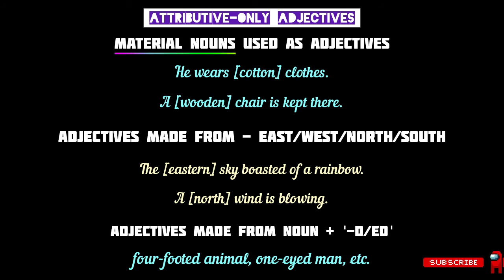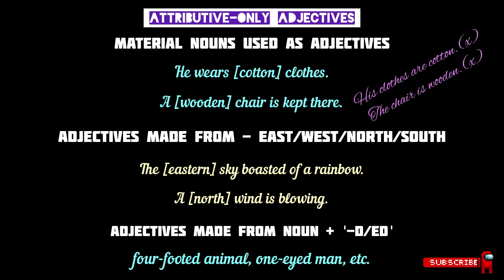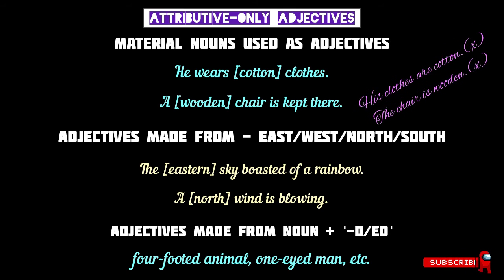First and foremost, adjectives made from material nouns are attributive only. For example, he wears cotton clothes. In this sentence, the noun cotton is used as an adjective to modify the noun clothes. In the next example, a wooden chair is kept there. The adjective wooden comes from the noun wood. So adjectives such as cotton and wooden are made from nouns, hence they are always used before the noun they describe. We cannot say his clothes are cotton or the chair is wooden.